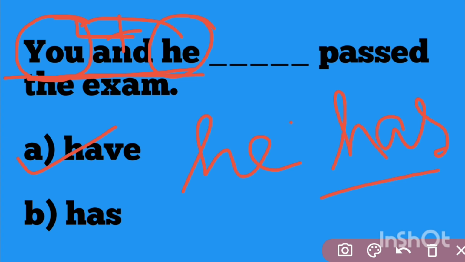There is another word, which is you. So obviously it has become plural. We have to write down have here. That means you and he have passed the exam. Maybe it is awkward to listen to it, even though it is correct. My dear friends, don't be confused. It is the correct answer.